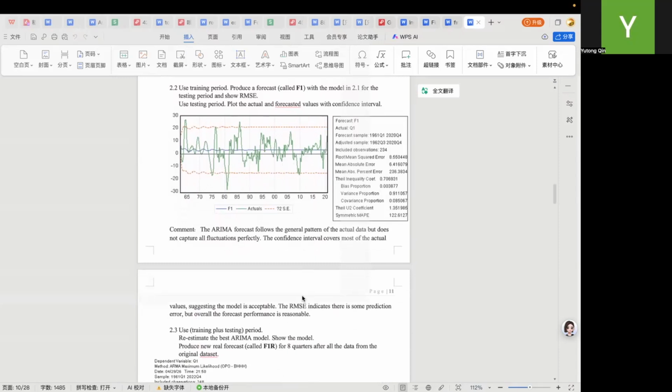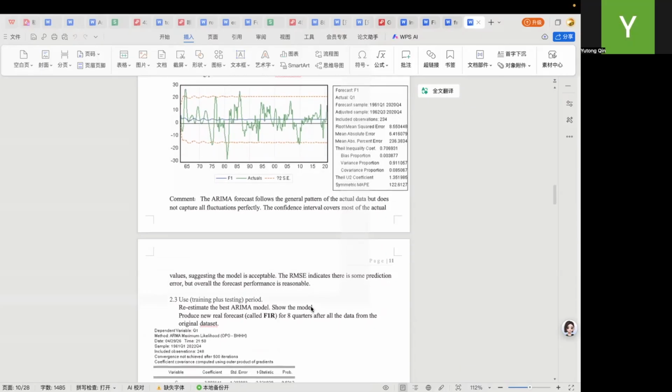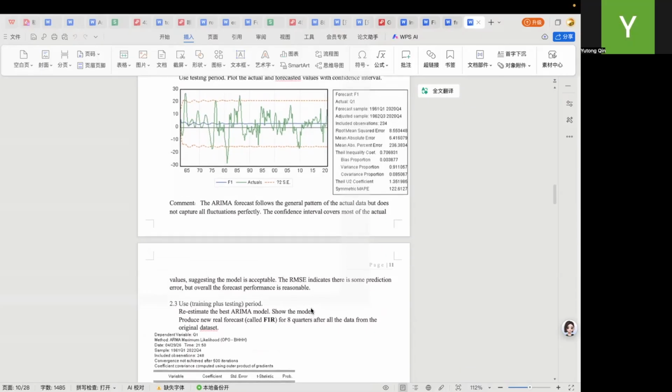The results show that the forecast follows the general pattern of the actual data, although it does not capture all fluctuations perfectly. The RMSE indicates that the model performs reasonably well.